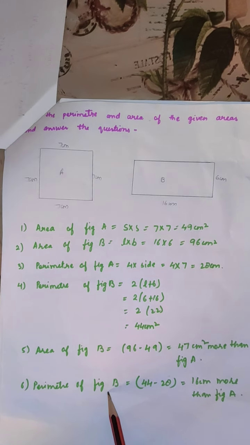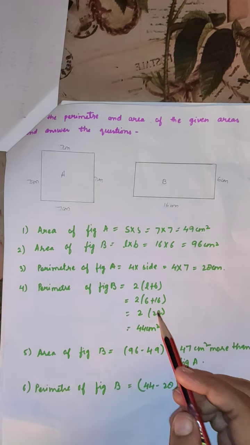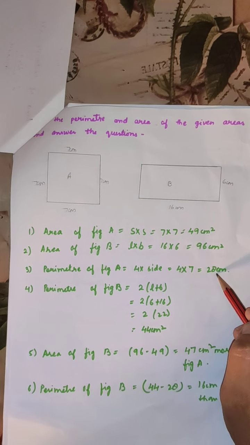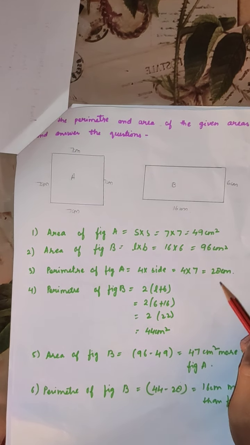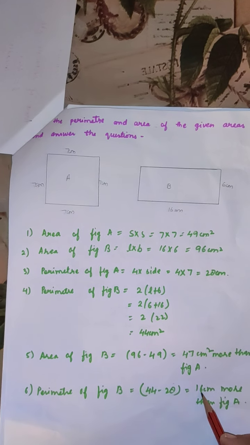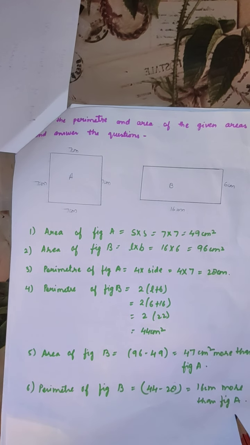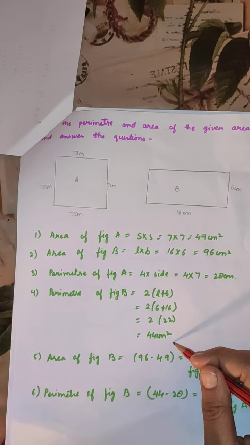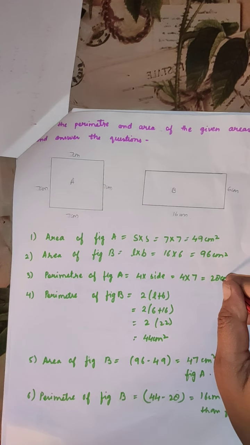Then the perimeter of figure B is 44 and the perimeter of figure A is 28. Now you have to subtract: 44 minus 28, you will get 16 centimeter more than figure A. It means the perimeter of figure B is 16 centimeter more than figure A.